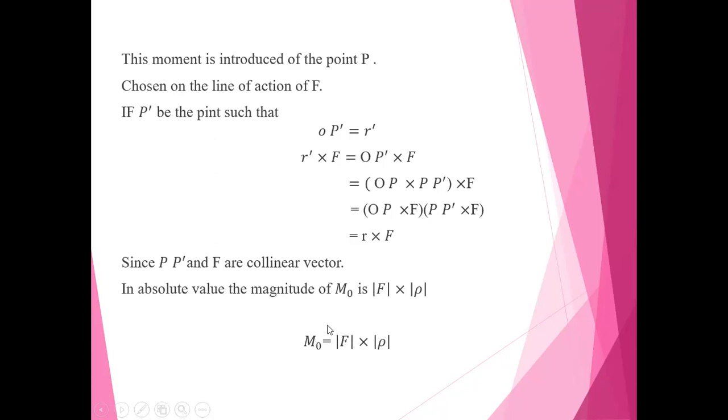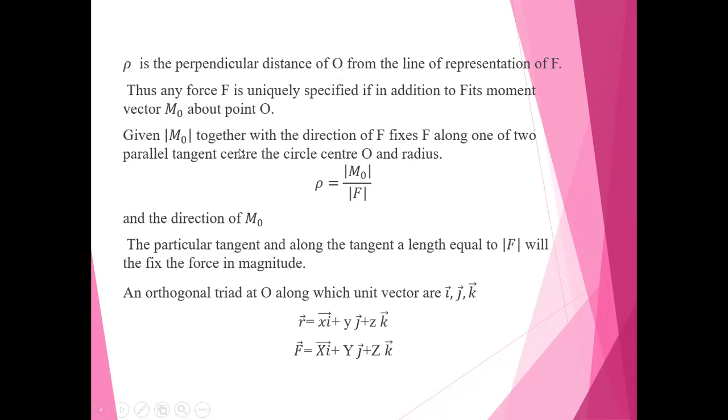Mu naught is the moment. Mu naught is also the moment. Rho is the perpendicular distance of O from the line of representation of F. Thus, any force F is uniquely specified.